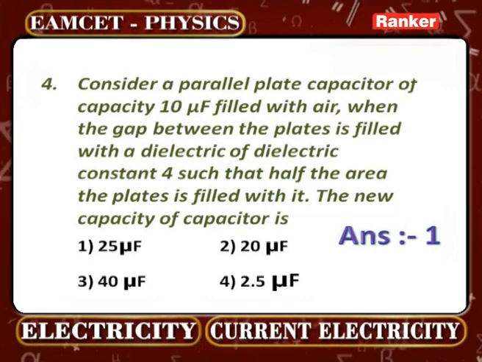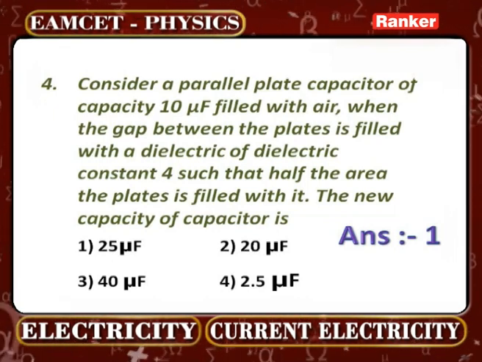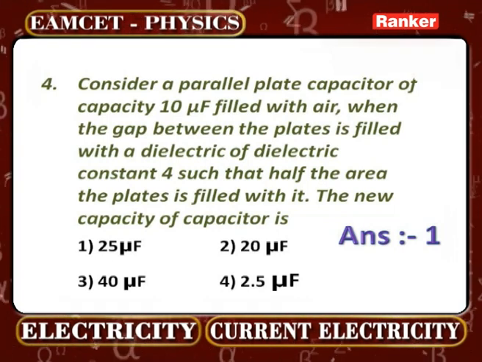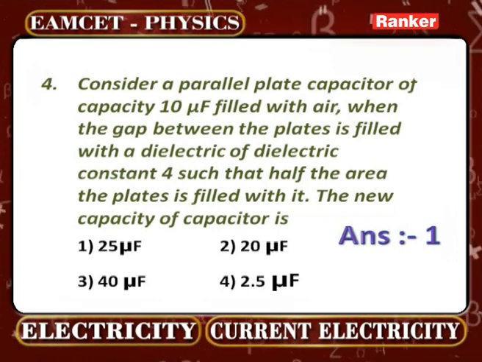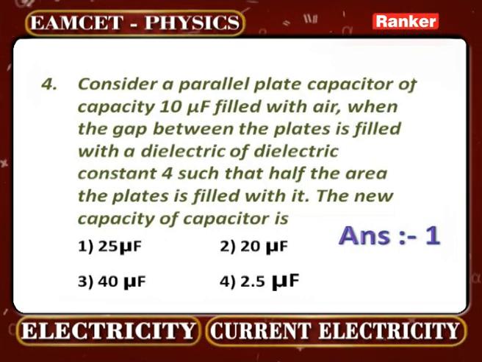Consider a parallel plate capacitor of capacity 10 microfarad filled with air. When the gap between the plates is filled with a dielectric of dielectric constant 4 such that half the area of the plates is filled with it. Half the area, remember that, half the distance, it's not given like that. Half the area of the plates is filled with it. The new capacity of the capacitor will be how much?